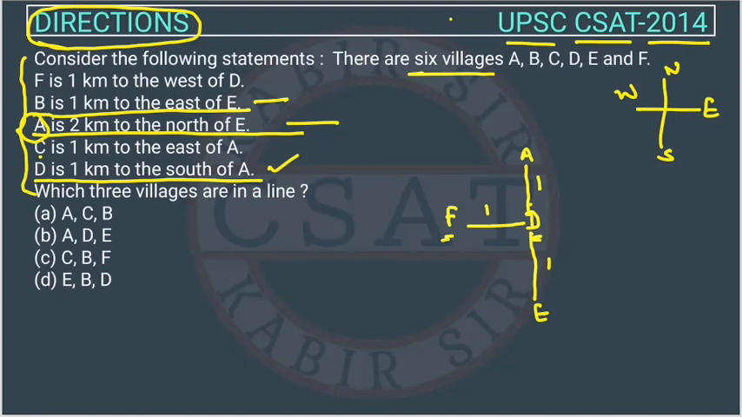And now we can use the second statement. B is 1 kilometer to the east of E, because we have plotted E. So now we can plot B also. So B is in the east of E. So B will be here somewhere. This is also 1 kilometer.